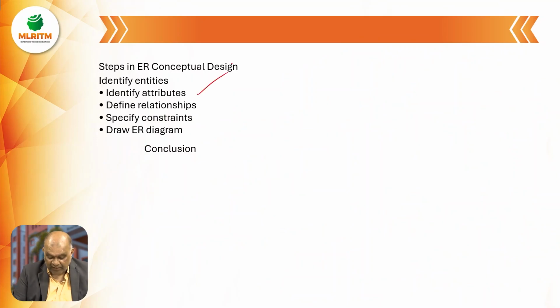So here you can see: define attributes for each entity, define the relationship. Define the relationship means define the relationship between the two entities. So how many relations are you going to have? Specify the constraints. So what are the constraints you can give? Like the primary key, foreign key, and the candidate key. Then finally you are going to draw the ER diagram. So these are the different steps you are going to understand in ER conceptual design.